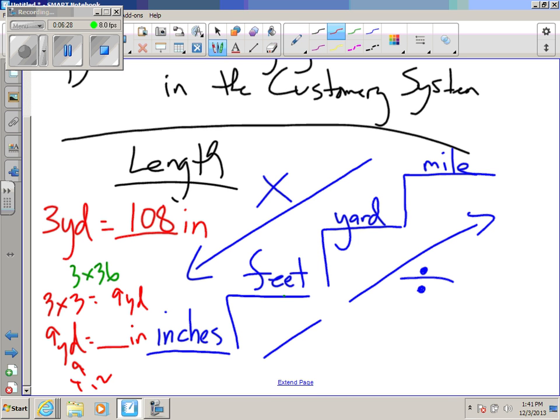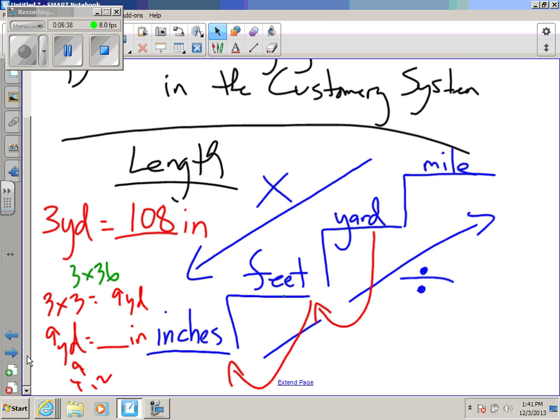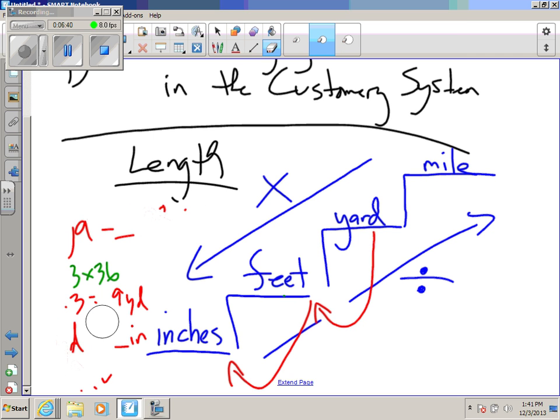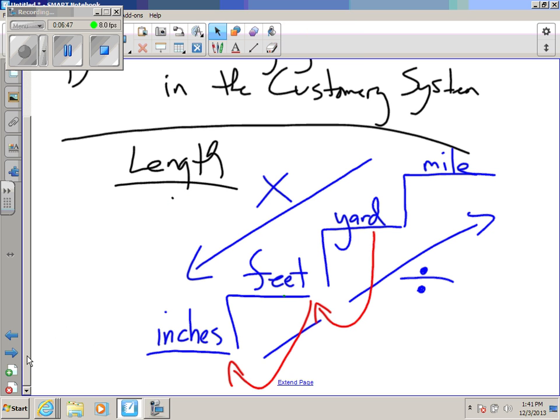If this is something that's somewhat foreign to you, I would just say go from yards to feet, then convert the feet to inches. Okay? That would be my recommendation. Okay? Let's try a couple of these. Let's try a couple of these using the length.